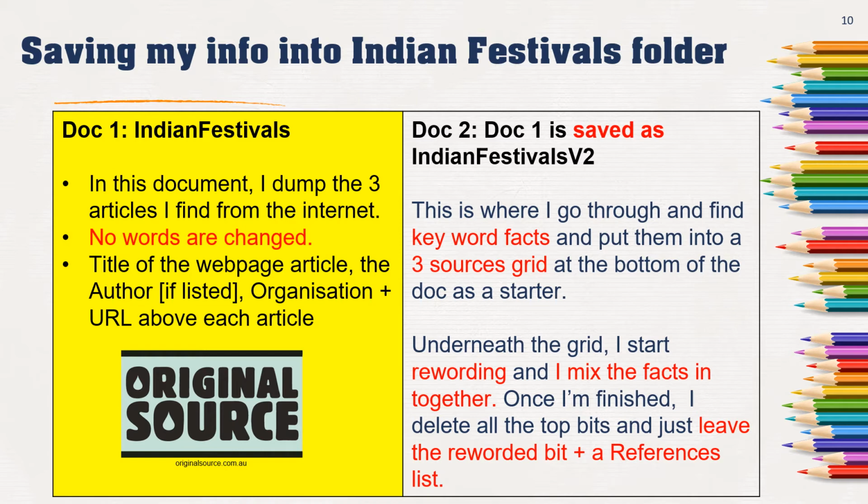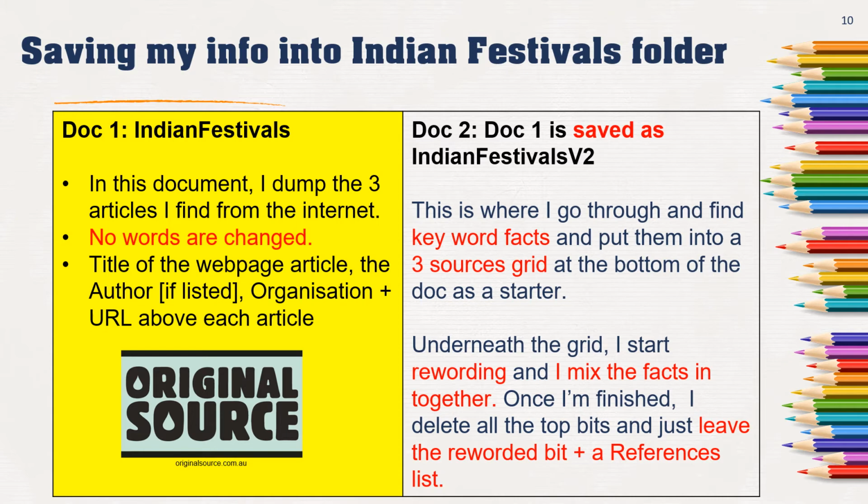Anyway, I create a document, number 1. It's my first document, which is called Indian Festivals, and I'm looking here on the left-hand column side. I dump into this document 3 articles that I find from the internet, and I don't change any of the words. They've just been copied and pasted, and at the top of each of the articles, I put the title of the web page article, the author if he or she is listed, the organization, and the web address. So I do that on the top of each article. So now I've saved that as Indian Festivals, and I have not changed a single word from the internet.